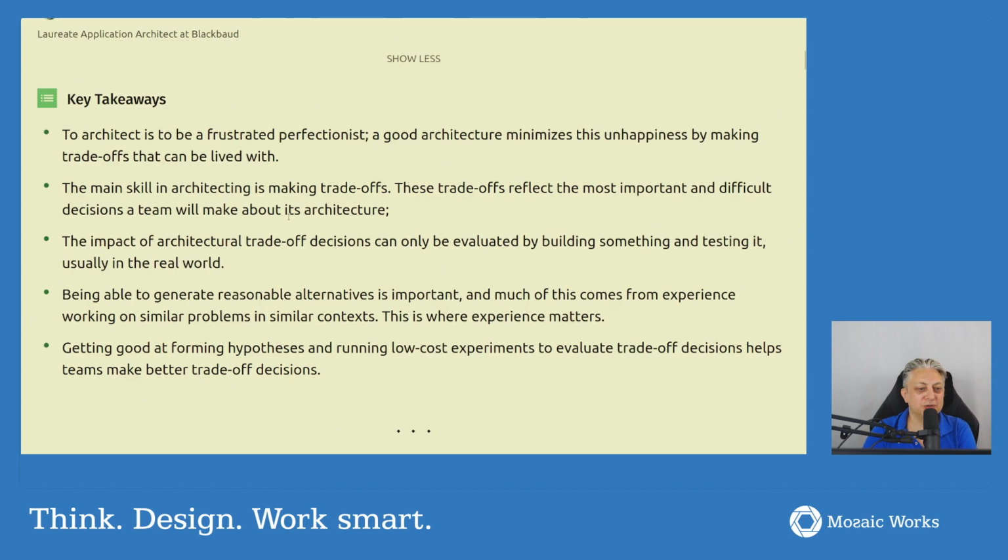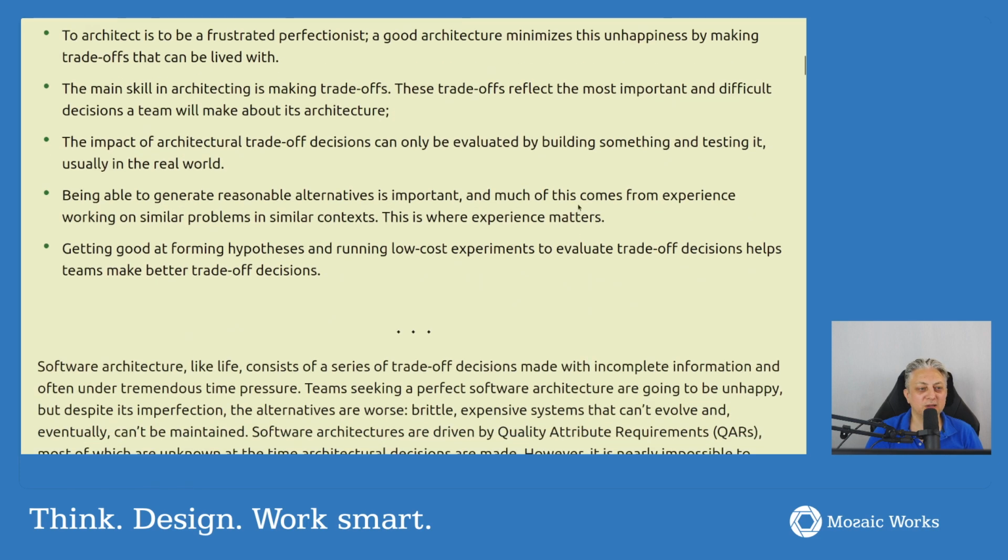Key takeaways. To architect is to be a frustrated perfectionist. A good architecture minimizes this unhappiness by making trade-offs that can be lived with. Yeah, I can put it this way. The main skill in architecting is making trade-offs, yes. These trade-offs reflect the most important and difficult decisions a team will make about its architecture. The impact of architectural trade-off decisions can only be evaluated by building something and testing it, usually in the real world. This is basically what I was saying.